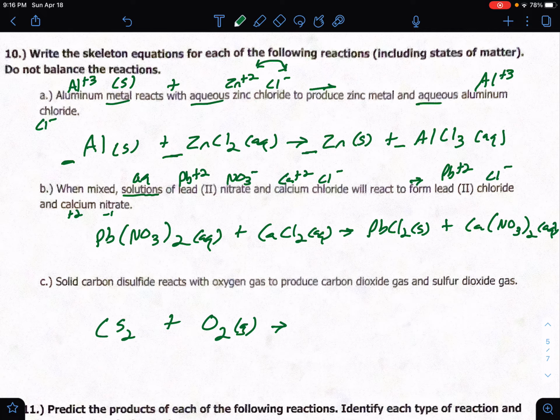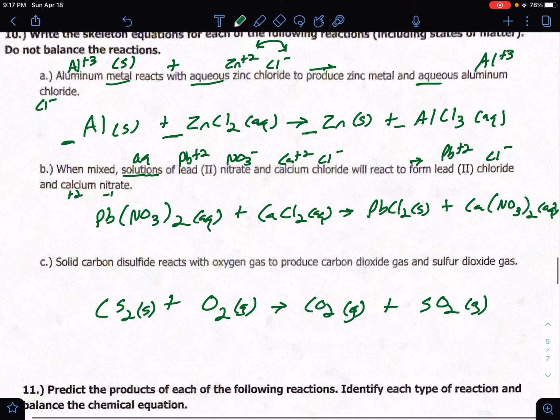Okay, and then it said solid for my carbon disulfide, so I'm going to put that in S. To produce carbon dioxide gas, that's CO2. I'm going to put a little G. And sulfur dioxide gas. So this is sulfur and 2 oxygens, and that's a gas.